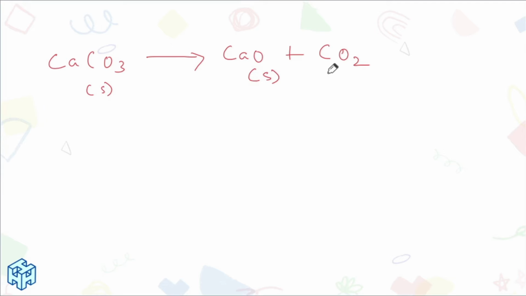Let me understand some more examples. I have lime soda, CaCO3, calcium carbonate, which we call lime soda. Now this is broken into CaO plus CO2. Did you understand this? This is solid structure. This is solid structure. This is gaseous.